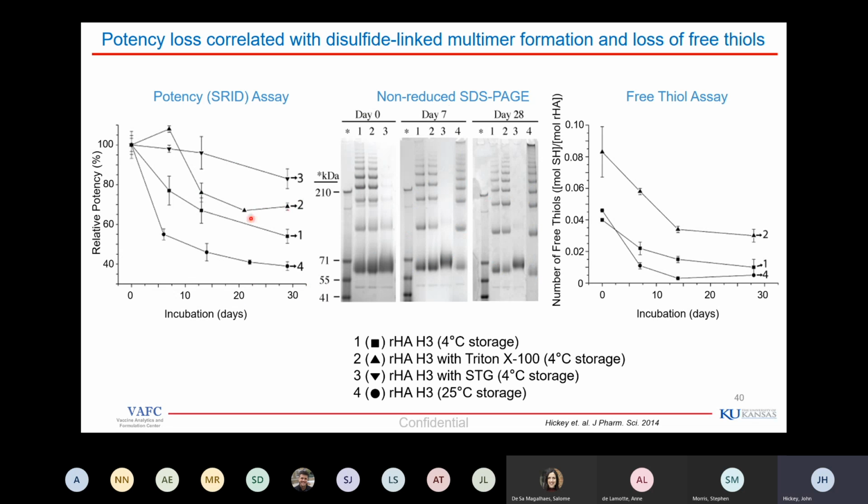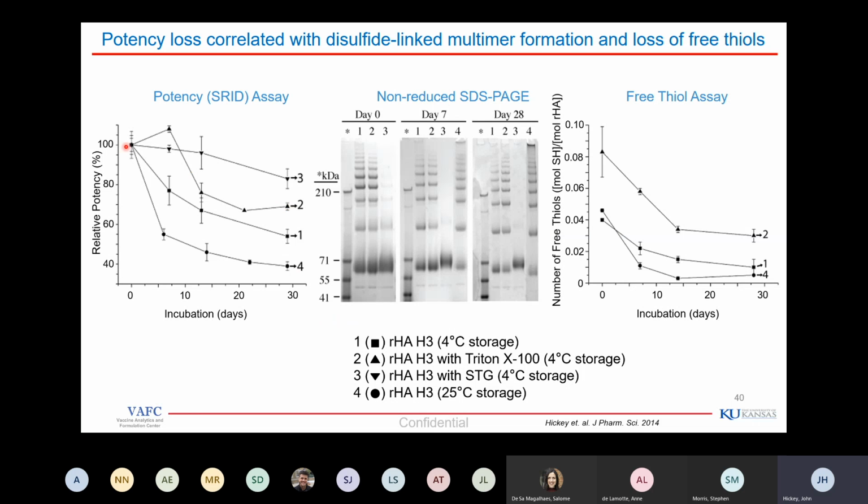And what they were seeing was that during storage, their potency decreased significantly. This trace shows the potency over a month at 25C. We can see about a 60% decrease in potency. If we store the same vaccine at 4C, we see about a 40% decrease in potency. And then if we add in a detergent, it can rescue a little bit of the potency loss, but this is still a significant reduction.